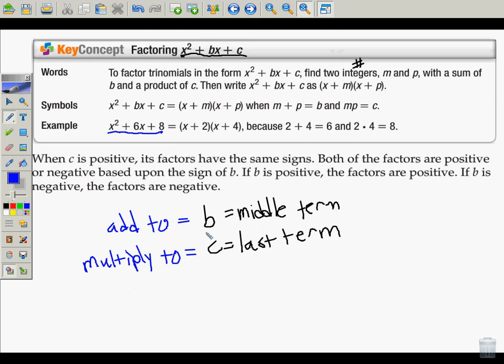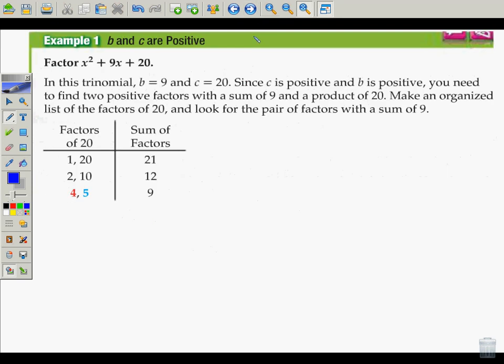Looking at our first example, we want to factor x squared plus 9x plus 20. Our middle term is 9, and the last term is 20. Since c is positive and b is positive, we know it's going to be two positive factors. That's what that hint was talking about. We need these numbers to add to 9 and be a product of 20, and these numbers will always be factors of 20. One way you can think about this is to make a table of factors of 20 and then the sums of your factors.